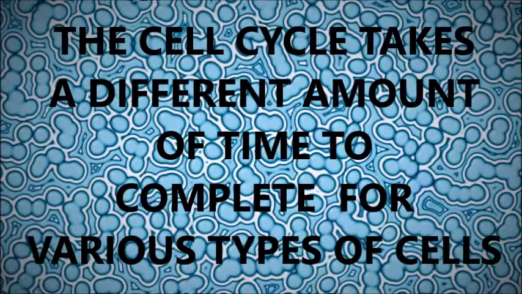And the time it takes for cells to complete the cell cycle varies for different cells. For example, embryonic cells divide rapidly. Some body cells take 30 hours to complete the cycle, and some specialized cells, such as nerve cells, may never divide at all.